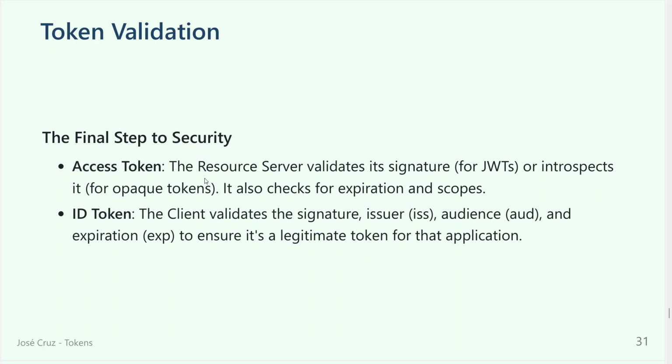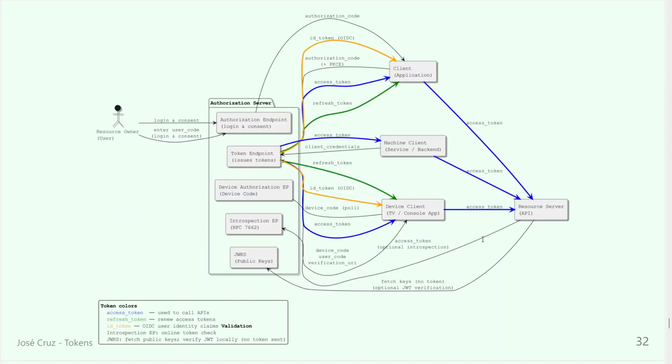And of course, ID token. This was for access token. For ID token, the client validates the signature. As we saw, we can validate the signature of the JSON web token. If it's valid, it means it can trust it was issued by that authorization server. It means that we can trust the issuer, the audience, the expiration to ensure it's a legitimate token for the application. And of course, you can trust the information about the user if everything else is valid.